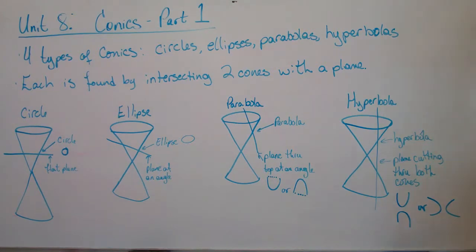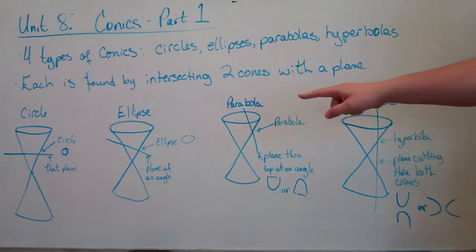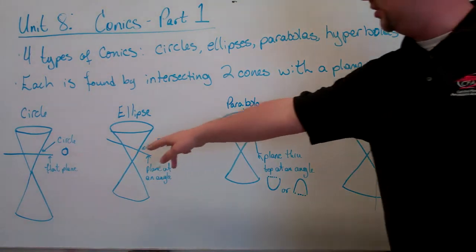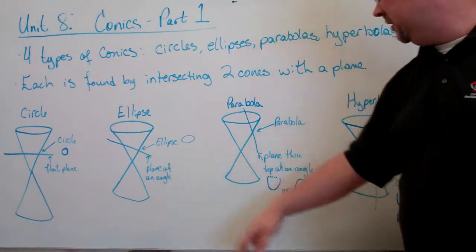But these are your four main types of conics. Well, your only four types of conics. Circles, ellipses, parabolas, and hyperbolas. Each is found by intersecting two cones with a plane. And this is how those intersections occur. If it's a flat plane and it's straight across, you get a circle. If you angle it, you get an ellipse.